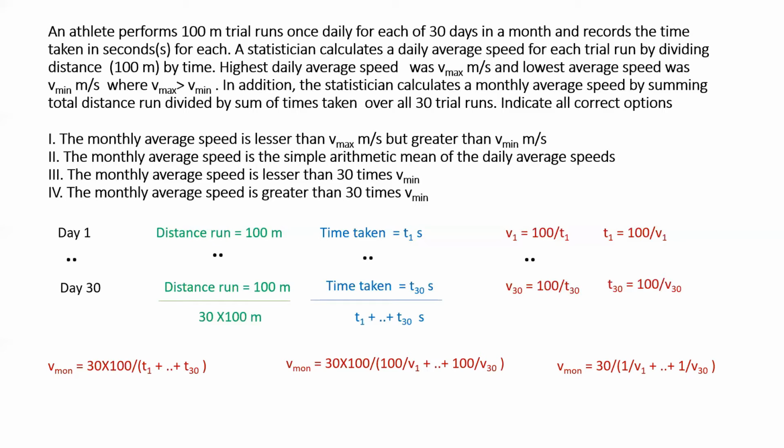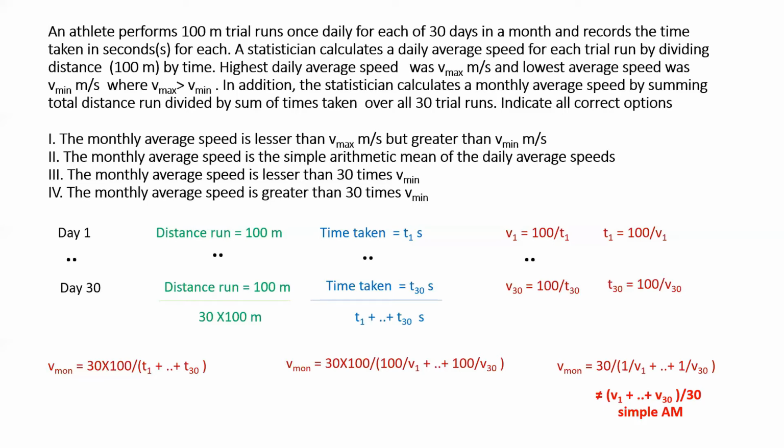And from this, it's easy to see that this is not the same thing as a simple arithmetic mean. So we can already rule out option 2, the monthly average speed is the simple arithmetic mean of the daily average speeds. This is not true, right? And what we essentially have here is something called the harmonic mean of the daily average speeds. And the harmonic mean, in general, won't be equal to the simple arithmetic mean.